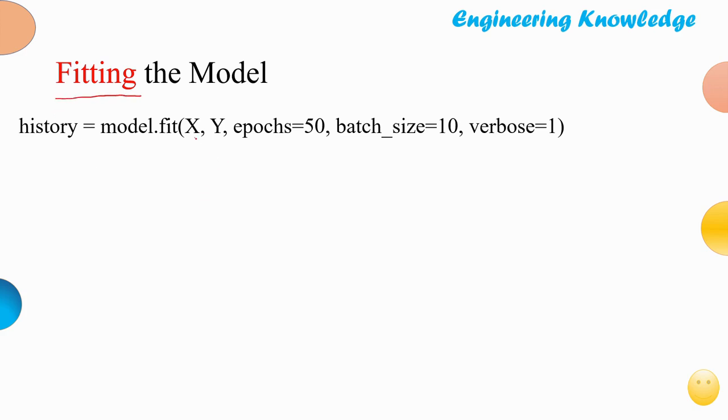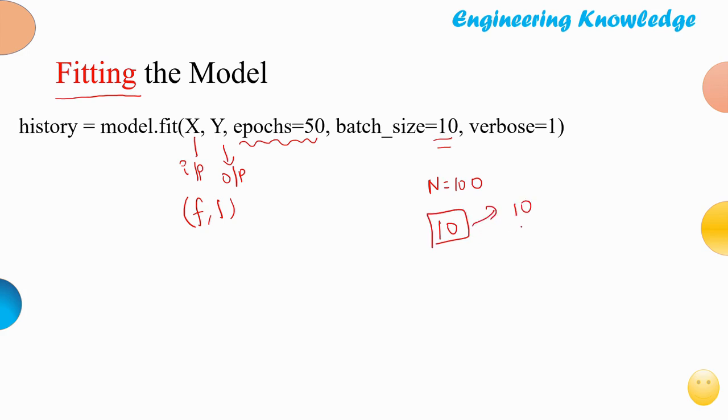So we give the input, we give the output, which means we give features and labels, and we run for a certain number of iterations, 50. We take a batch size. The batch size is the number of samples in one epoch, how many samples are being executed. Suppose the total number of samples is 100, and if the batch size is 10, then 10 batches will be used and each one will have 10. So 10 cross 10 will become 100.